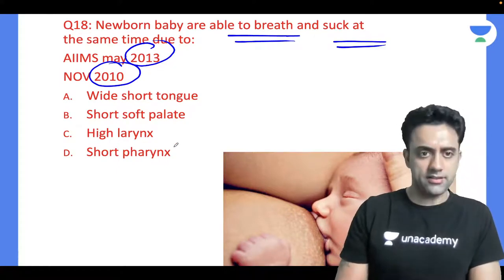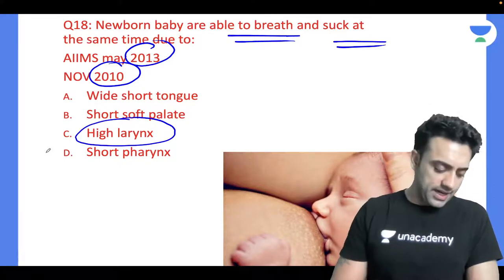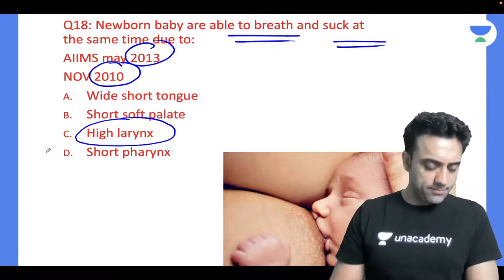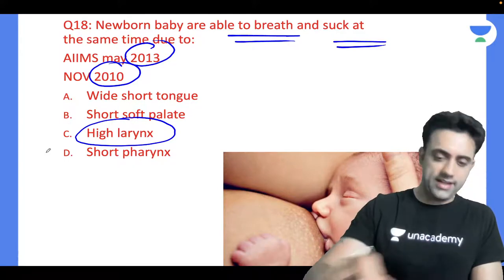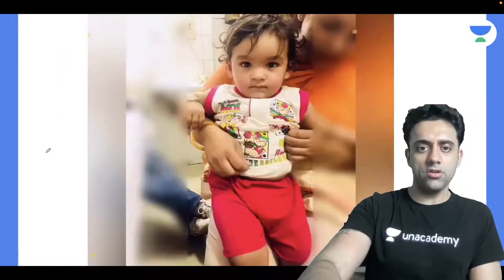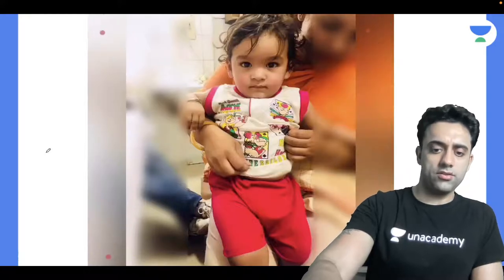I think everyone has answered right. Yeah, high larynx. It's because of the high larynx only. The baby is able to breathe while sucking because of the high larynx. That's true. Okay, I'll show you a picture also.